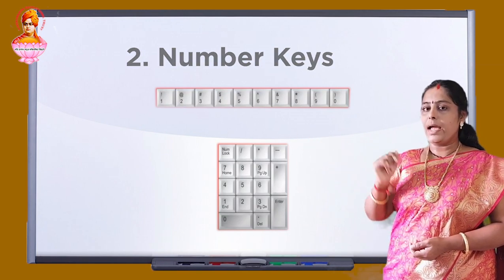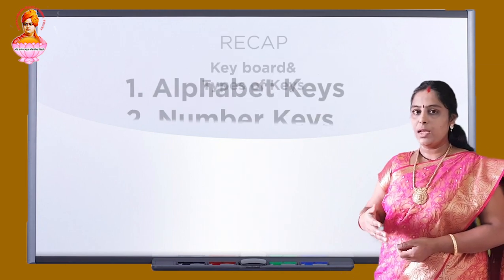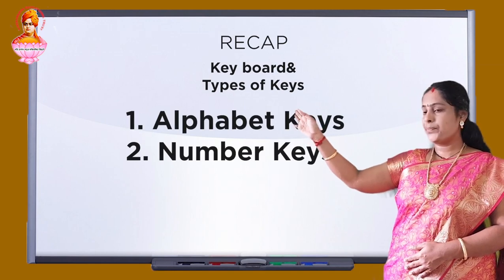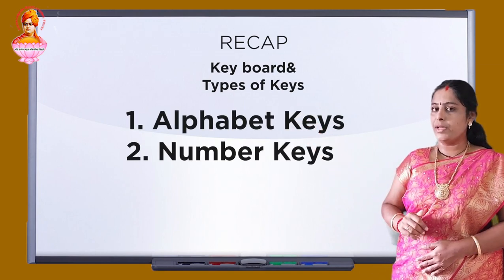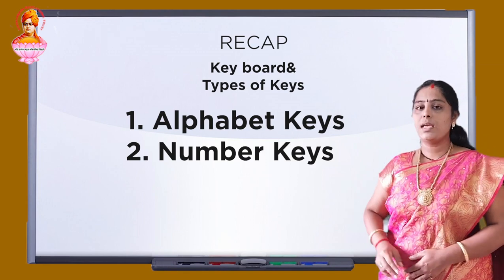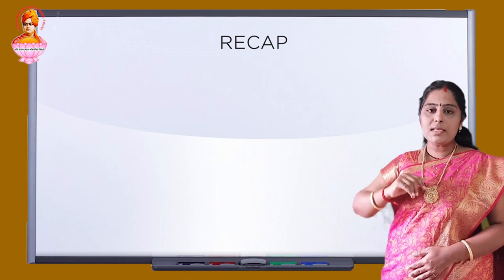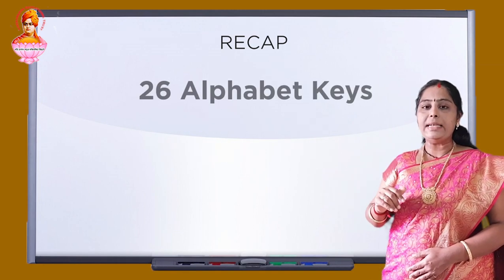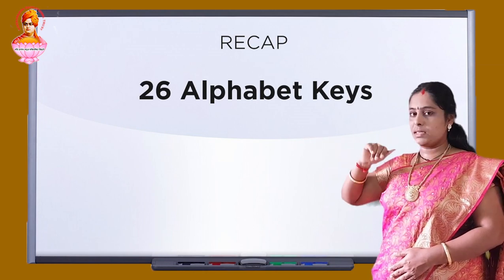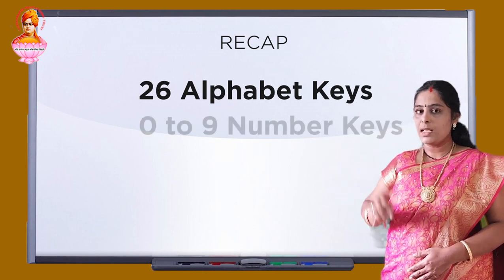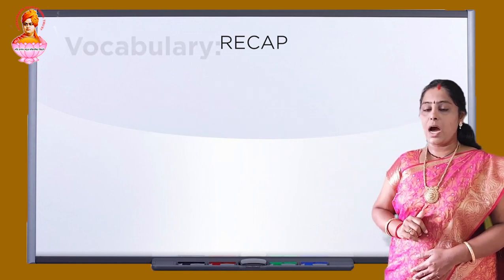Okay, children? Once again we are going to revise the topics we have seen today. We have seen about the keyboard and the types of keys. Keyboard has many keys. Among them, today we have discussed 2 keys: number 1, alphabet keys, and number 2, number keys. How many alphabets does the keyboard have? Nearly 26 alphabets. And how many number keys does it have? Number keys from 0 to 9. Okay. And the last activity is vocabulary.